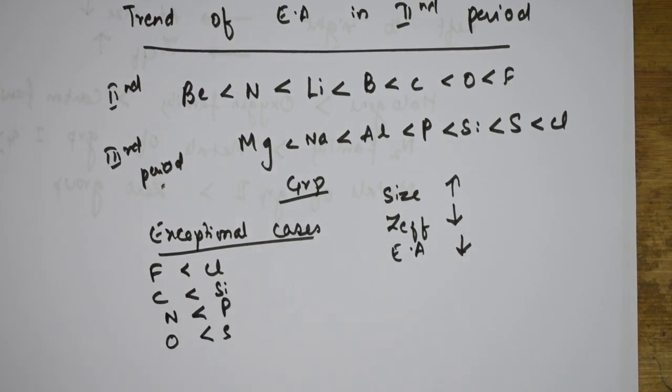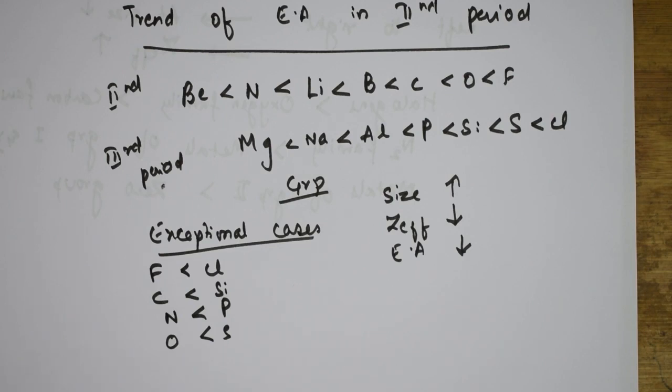So in case of the second period also, because the size is very small, isn't it? And the electron repulsion is more. The addition of this extra electron will become very difficult. So this is basic information, students.